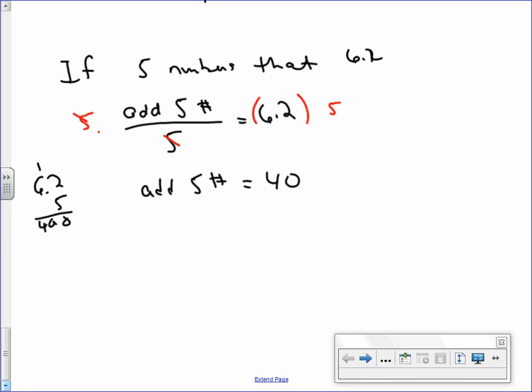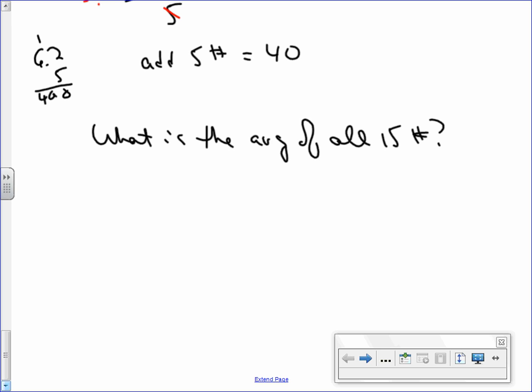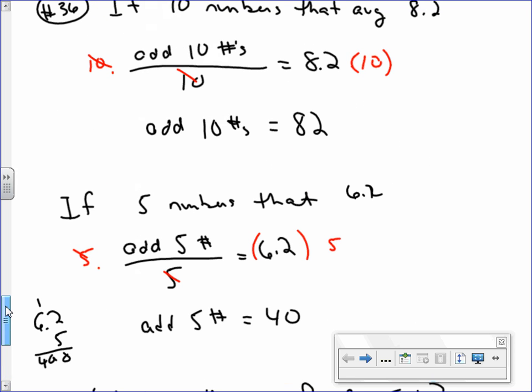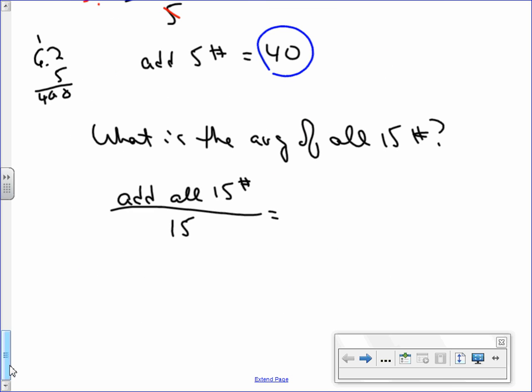All right, so now you take the two things together, and they ask you the question, what is the average of all 15 numbers. Well, how do you find the average? You add all 15 numbers, and you divide not by 10 and not by 5, but you divide by 15. I don't know what the 15 numbers are, but I know that 10 of them add to 82, and I know that 5 of them add to 31. So when I add up all 15, it will be 82 plus 31, and do that arithmetic, and then divide by 15.